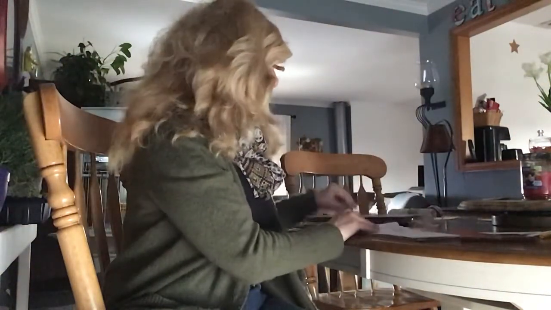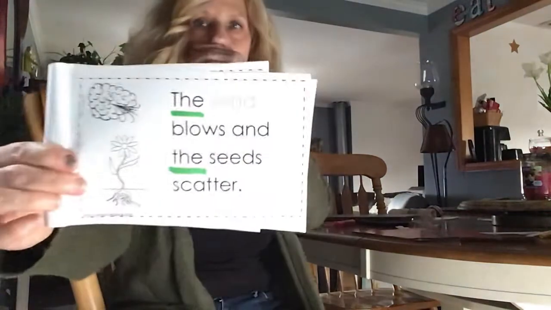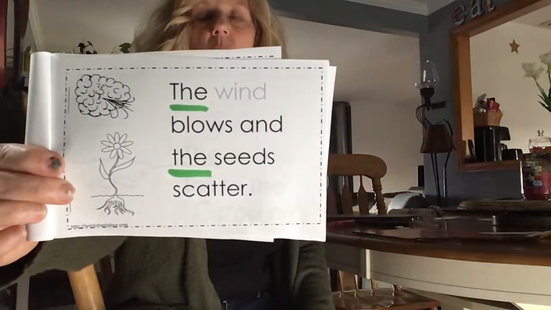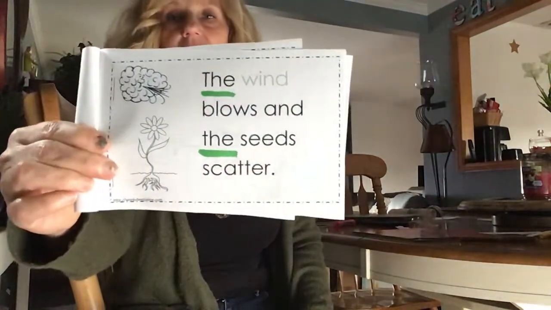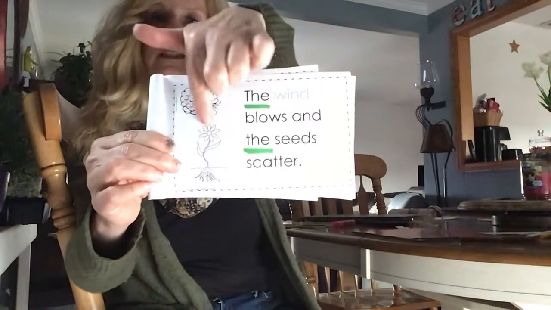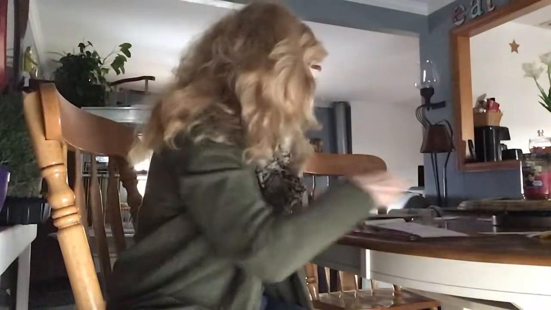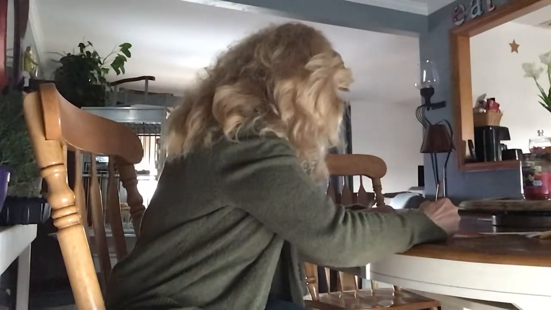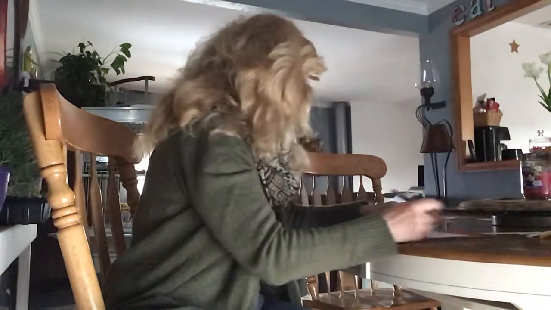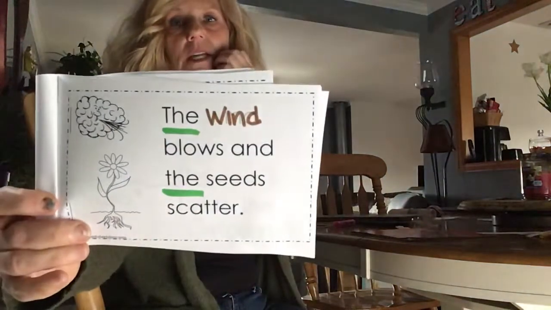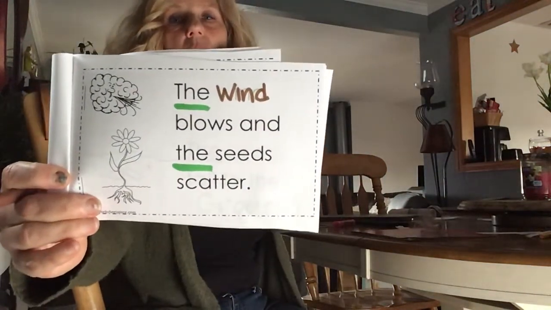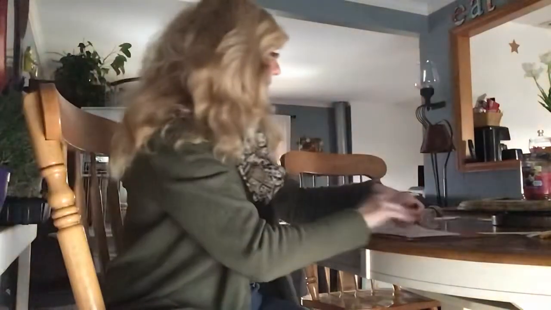Now what happens next? Oh, now that it's a plant, the wind blows and the seeds scatter. A sunflower has seeds on its face. A dandelion is a puffy seed. It's a puffy flower with seeds, and when you blow it to make a wish, it blows everywhere. I'm going over the word wind. That helps me remember that wind helps seeds scatter. Wind helps seeds scatter. The wind blows and the seeds scatter, right?